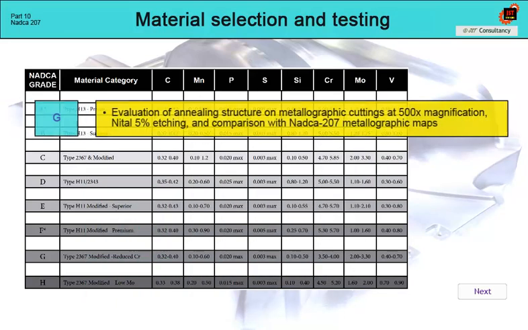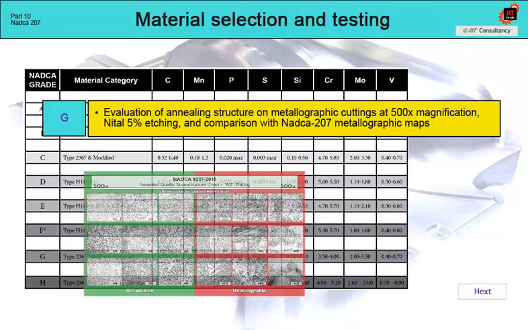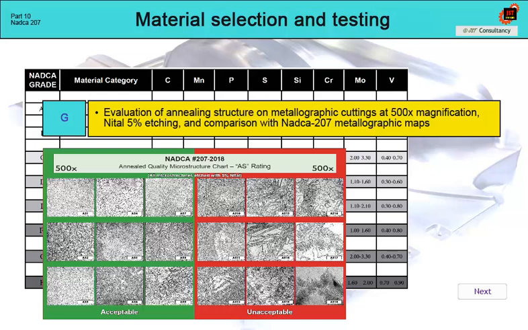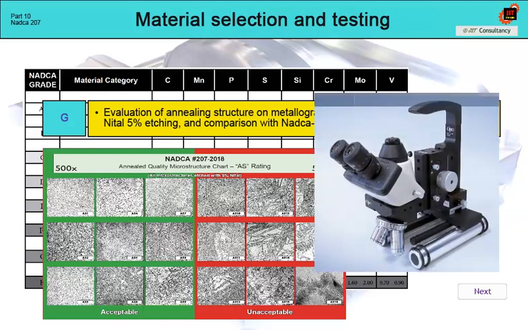Condition G. Part of the material specification is the evaluation of the annealed structure when entering the tool shop. NADCA 207 contains maps of annealed structures which are acceptable and which are not, and on the basis of this simple test, the input material can be excluded according to quality. The test can be performed on a metallographic sample, but it can also be performed directly on the block, where a small surface is ground, polished, and etched, which is then analyzed, for example, using a special portable microscope at the required magnification of 500.